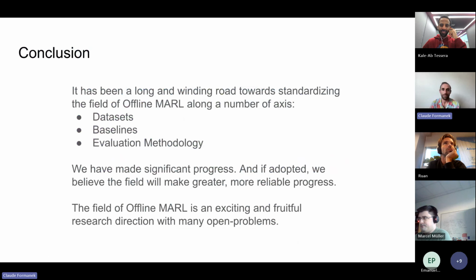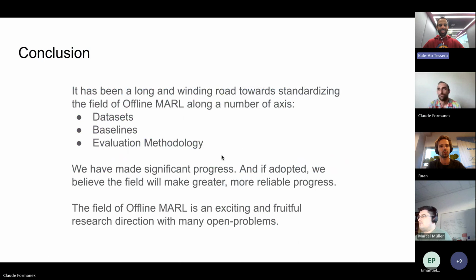So in conclusion, it's been a long and winding road towards standardizing the field of offline MARL. We've approached it through a number of axes: through the data sets, through the baselines, and looking at the evaluation methodologies. And I feel we've made significant progress, and I hope that if it's adopted, the field will continue to make great progress, and hopefully it'll be more reliable, and therefore we can make faster progress. I feel very excited about the field in general. I think it's a fruitful area of research with many open problems, and that's pretty much it. I thank everyone for listening.